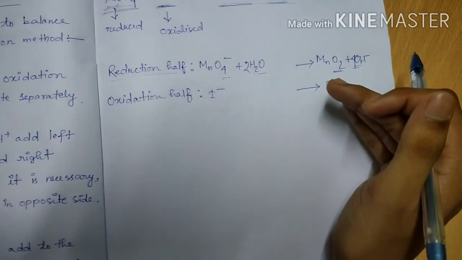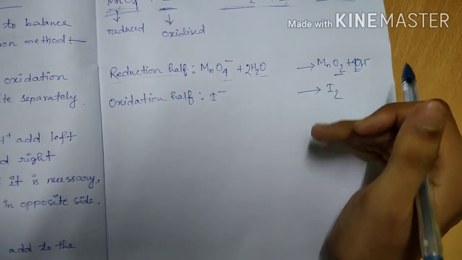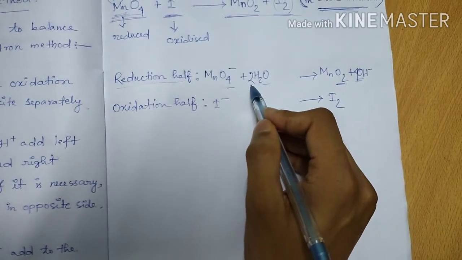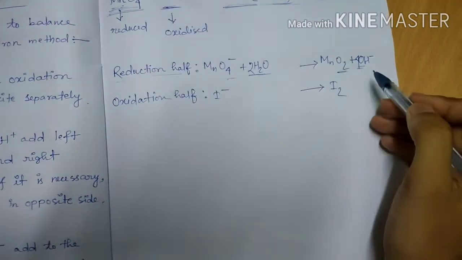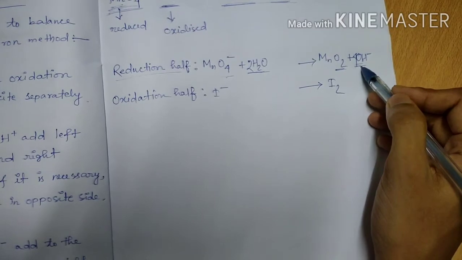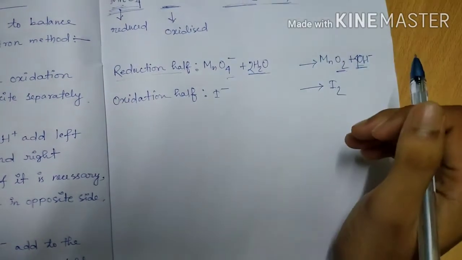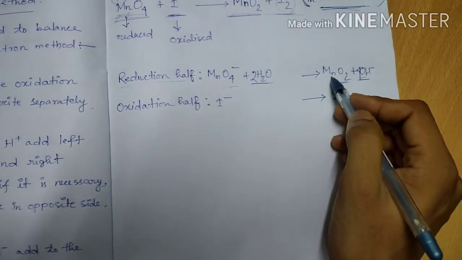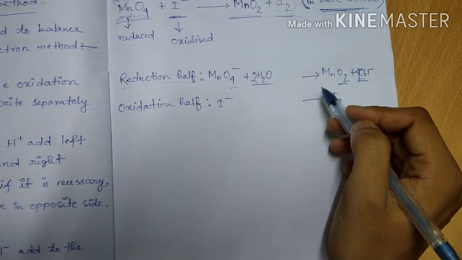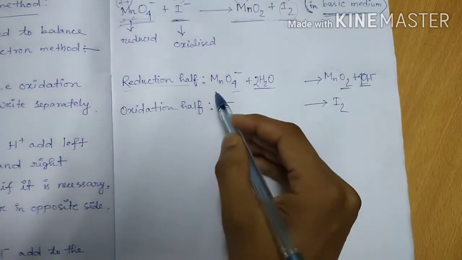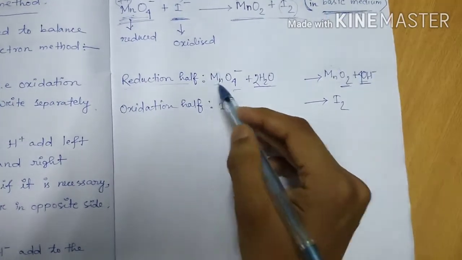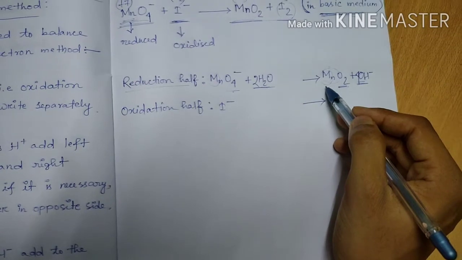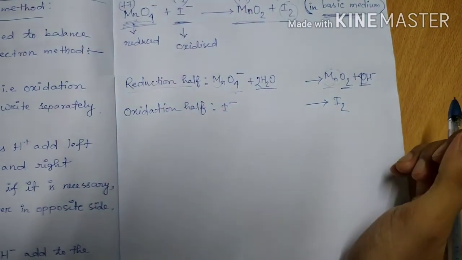Now you see the number of hydrogen atoms. In the left side the number of hydrogen atoms is 4 and in the right side also the number of hydrogen atoms is 4, so it is already in balance. And again you see the number of manganese atoms. In the left side the number of manganese atoms is 1 and also in the right side the number of manganese atoms is 1, so it is also in balance.